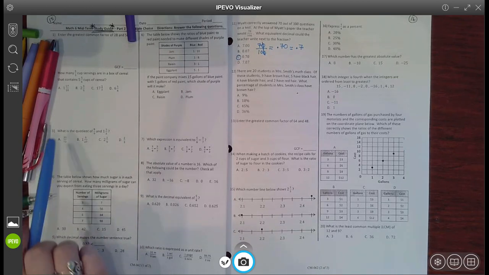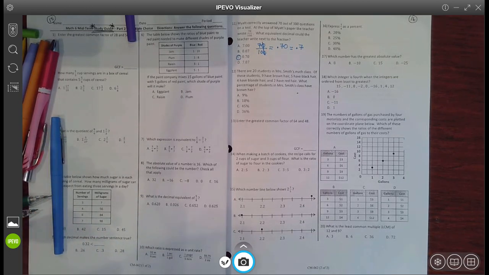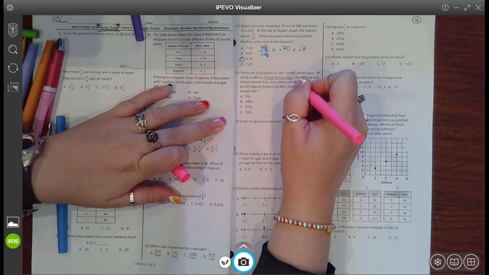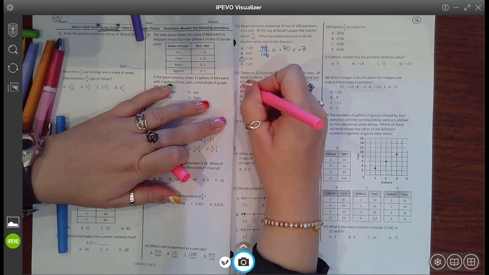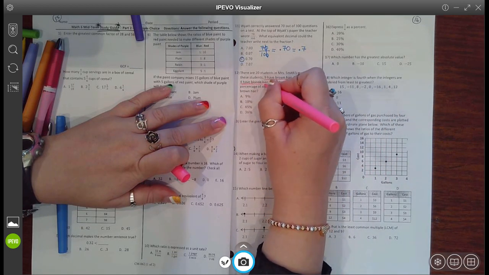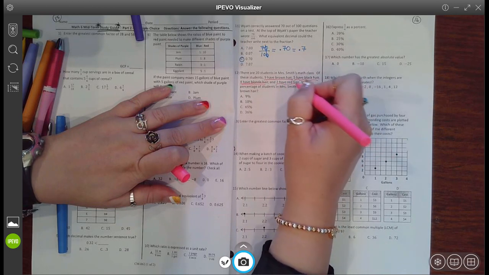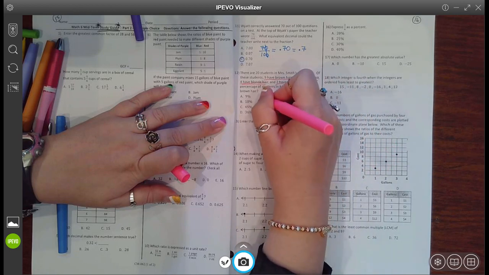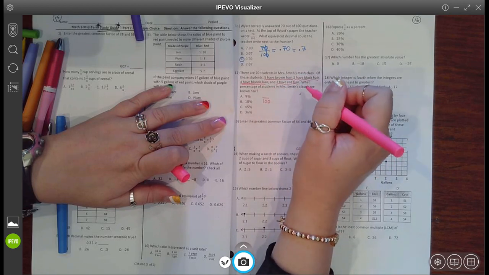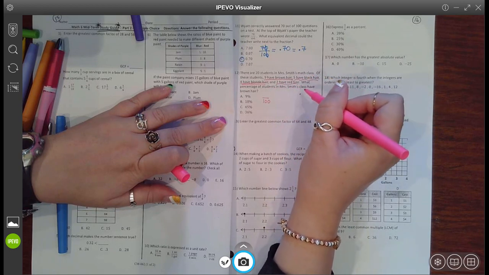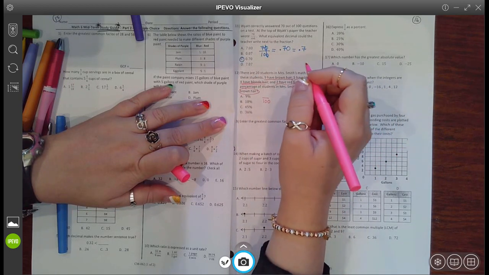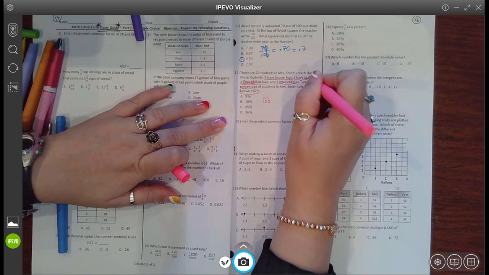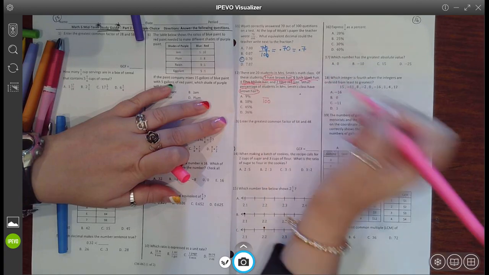Number 12 says there are 20 students in Mrs. Smith's math class. Of these students, 9 have brown hair, 5 have black hair, 4 have blonde hair, and 2 have red hair. What percentage of students, so I want to know out of 100, right? That's percent. What percentage of students in Mrs. Smith's class have brown hair? I don't care about red hair, blonde hair, or black hair. I only care about these brown-haired people.